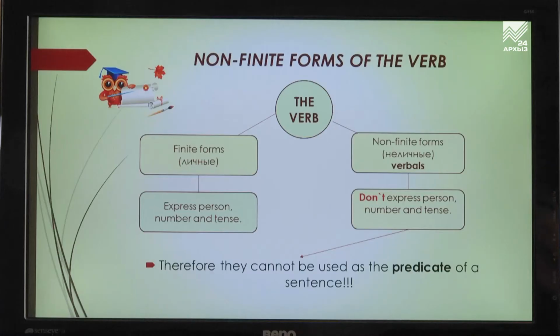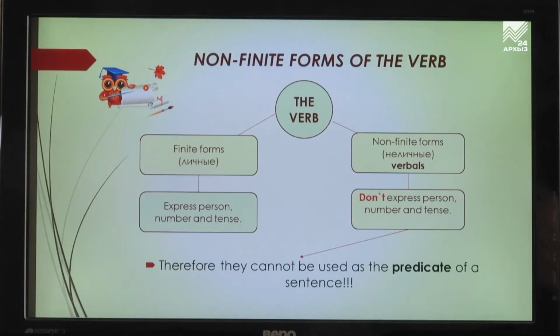Non-finite forms of the verb. The verb has two forms: finite, that is личные формы, and non-finite, неличные. Sometimes they are called verbals. What is the difference between these two forms? The first ones express such grammatical categories as person, number, and tense.